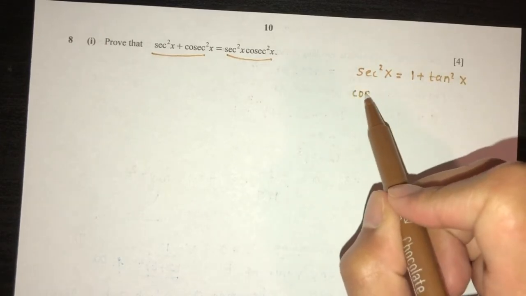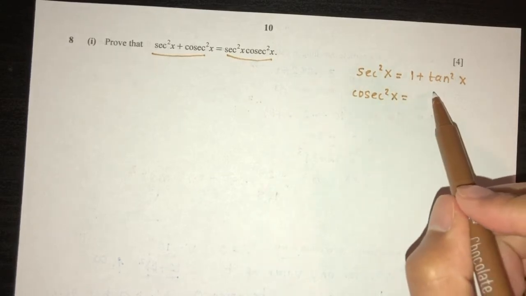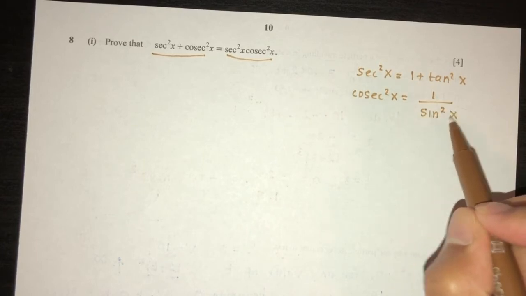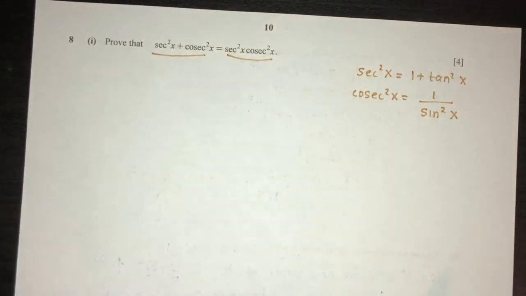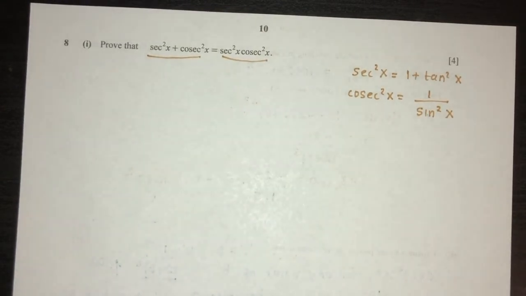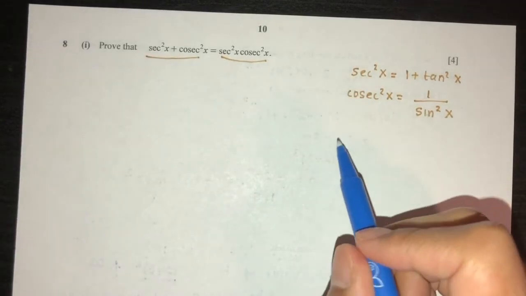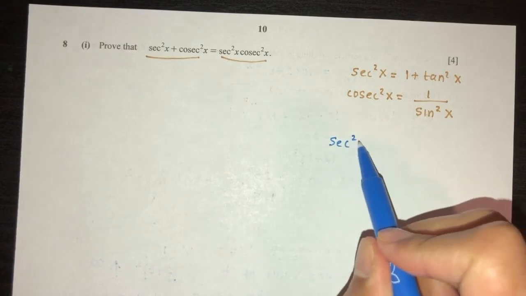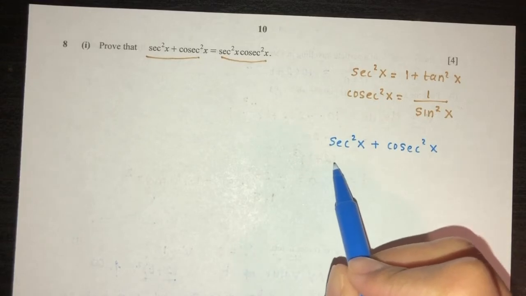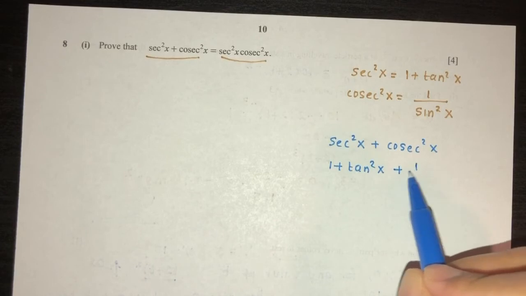Now what is cosec square x? It is basically 1 over sine square x. Okay, let's see what we can do with those and simplify to see if we can get that value. Let's do it step by step. So here we have this plus this. Let's see what we can get from that. You have sec square x plus cosec square x, which is 1 plus tan square x plus 1 over sine square x.